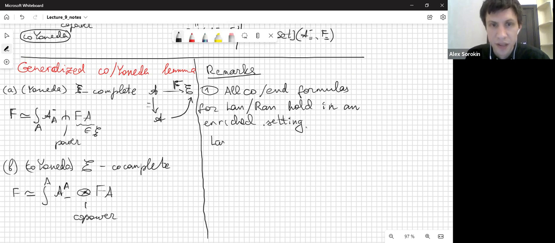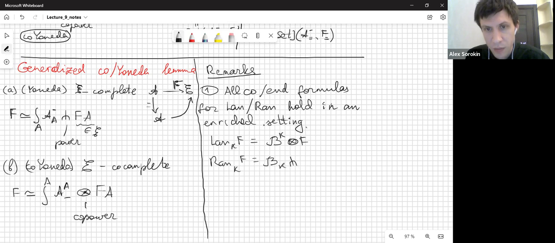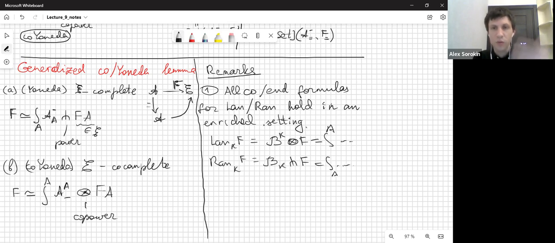Well, the main is that Lan_K F is B_K tensor F, Ran_K F is B_K cotensor F. And they are given by, first one is given by coend, the second one is given by end. So coend and end, and we know how to compute them in enriched setting.